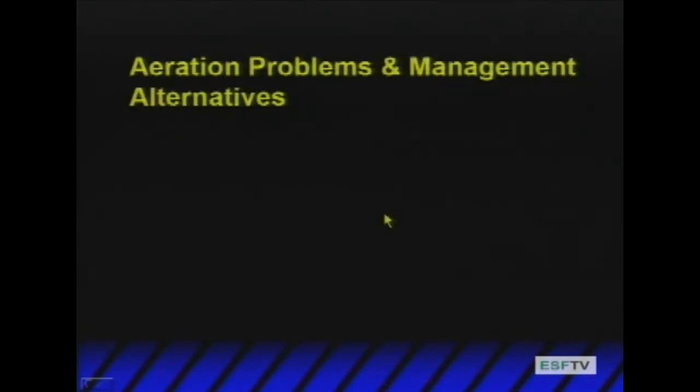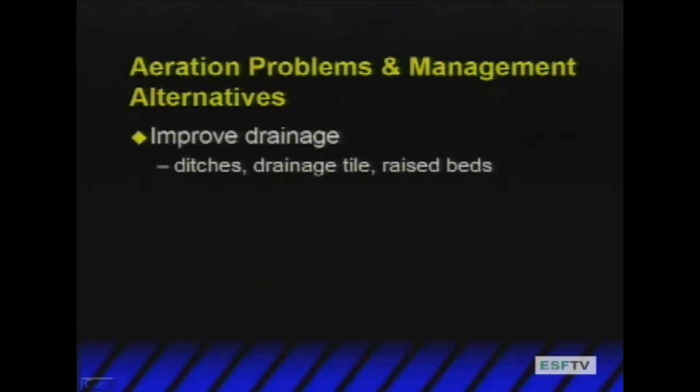So what are some management alternatives? What can we do when we have poor aeration? What are some solutions to this potential growth limitation? Well, improve drainage, and we talked about this. Recall our soil water lab. We talked about the effects of ditches and drainage tiles and raised beds. By doing that, you can get the aerated zone thickened or increase the aerated zone.